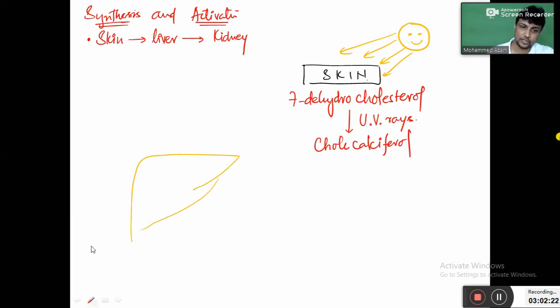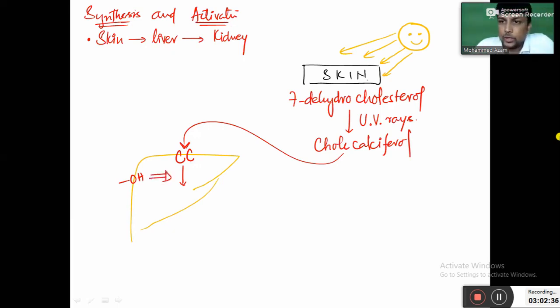Our second organ here will be the liver. In the liver, I am just writing in short form here, sir. Cholecalciferol will have an OH group, a hydroxyl group, added on the 25th carbon. So what is the name of this one, guys? Now it is 25 hydroxy cholecalciferol. I hope you can write down the full form, or should I write it down? Can you write it?